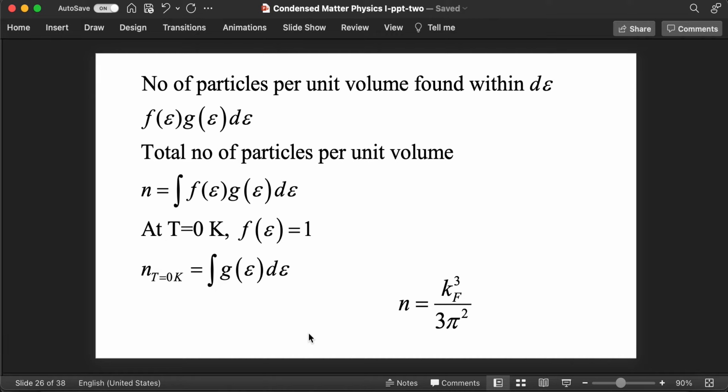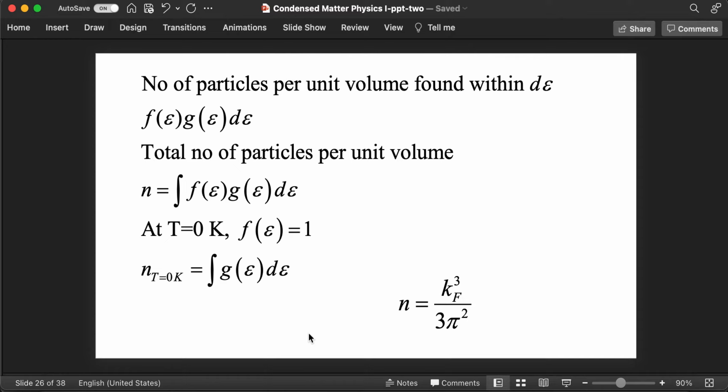Now, I can write the number of particles per unit volume found within this energy segment dE as the density of states times the energy segment dE, G of E dE, which is dN. But I must also multiply it by the fractional occupation. At t equal to 0, the fractional occupation f of E, that is the Fermi-Dirac distribution, will always be 1. So you don't need to explicitly multiply it at t equal to 0.